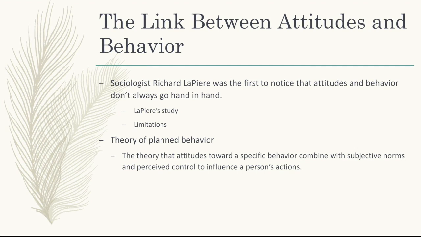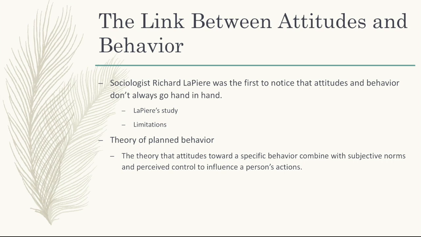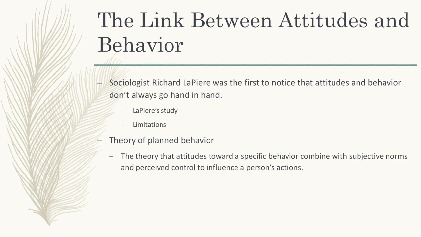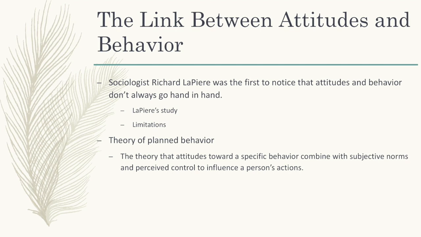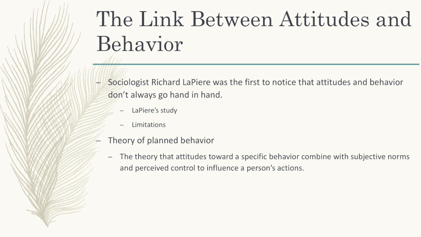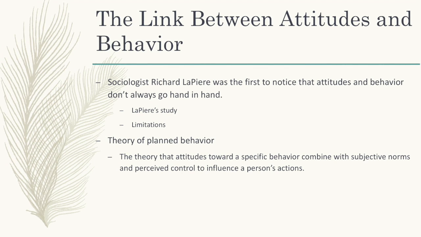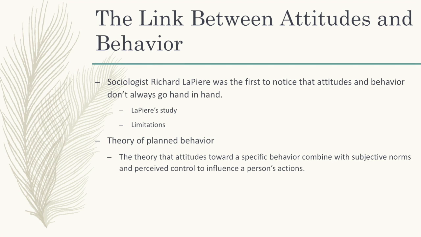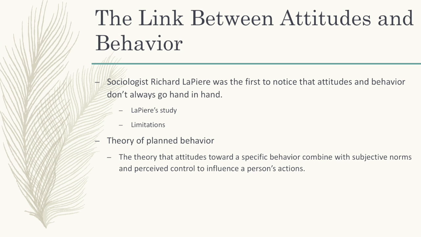LaPiere's findings puzzled many researchers. This caused them to identify the conditions under which attitudes and behaviors are correlated. It was concluded that attitudes significantly and substantially predict future behaviors. This brings us to the theory of planned behavior, which is the theory that attitudes towards a specific behavior combine with a subjective norm and perceived control to influence a person's actions.